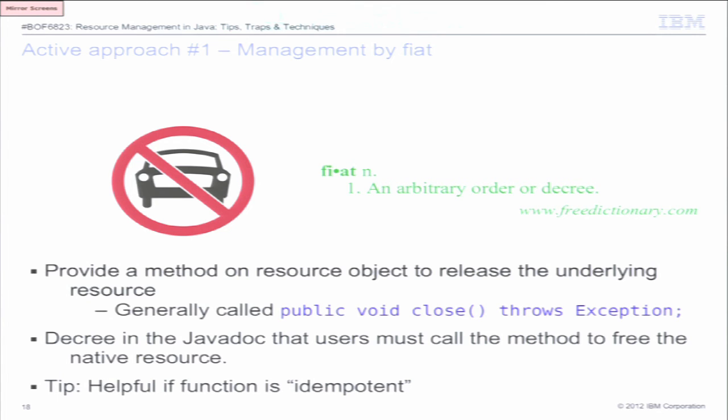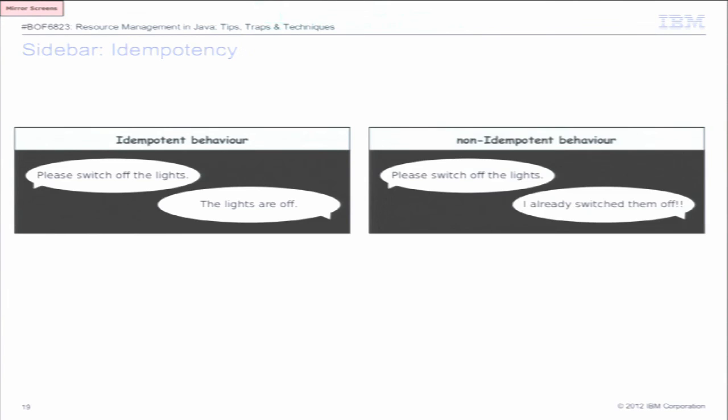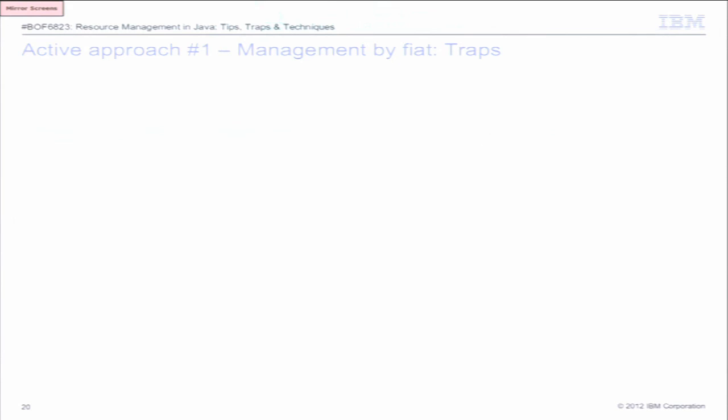It's helpful if the function that you're defining is idempotent. I'm going to skip through that, but idempotency basically means that it behaves precisely the same way the subsequent times as it behaves the first time that you call it. So if you call close a second time, it doesn't complain that the resource is already closed off. It just returns normally and says, yes, it's been cleared off.